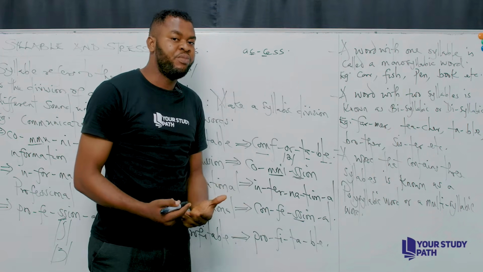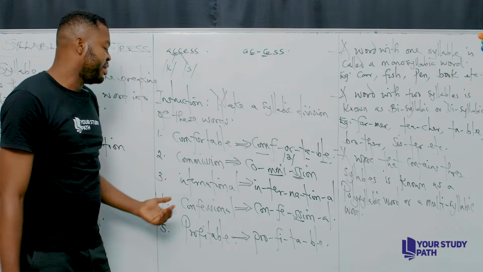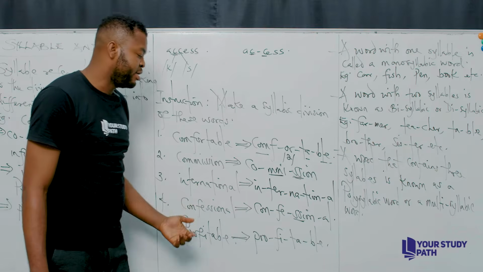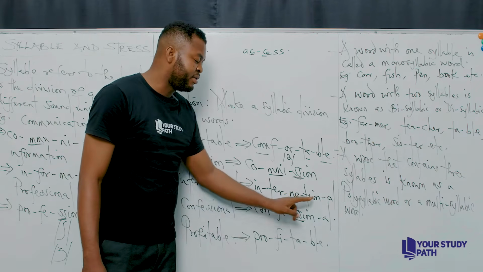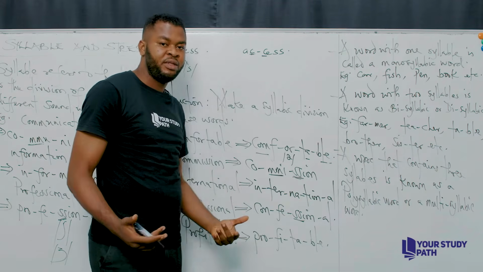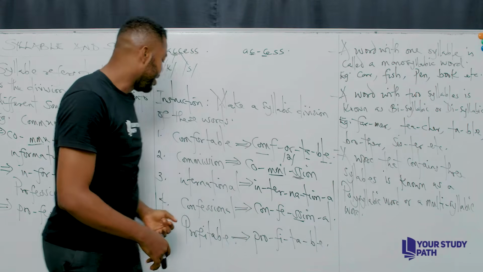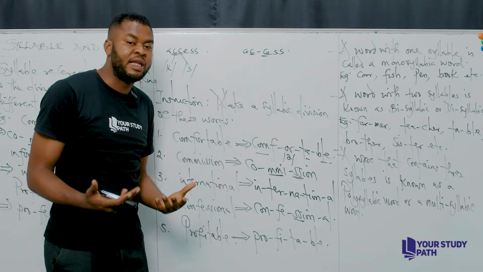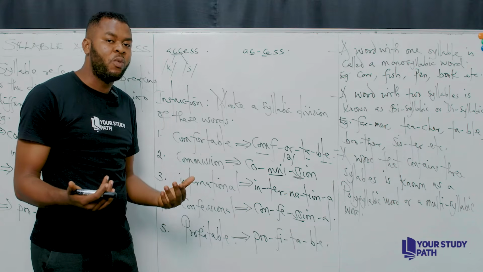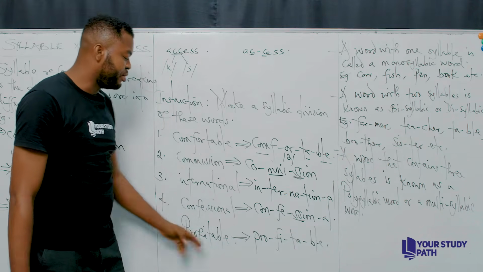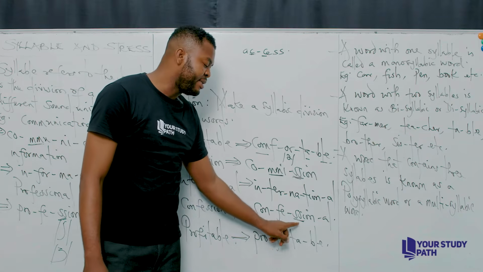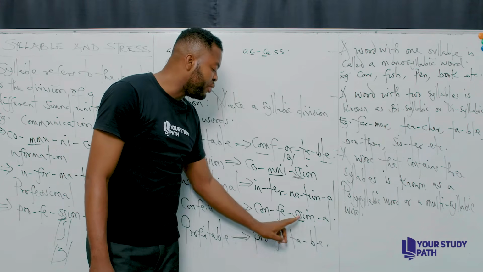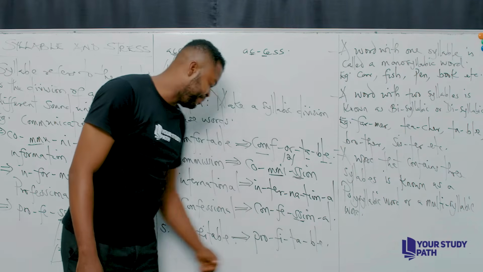C-O-M-M-I-S-S-I-O-N. Commission. Then, international. You can see: first syllable, second, third, fourth, and fifth syllable. Is that taken? Now, confessional. Also a multisyllabic or a polysyllabic word. Why? Look at the example. C-O-N-F-E-S-S-I-O-N-A-L. So how many syllables do you have? 1, 2, 3, and 4 syllables.